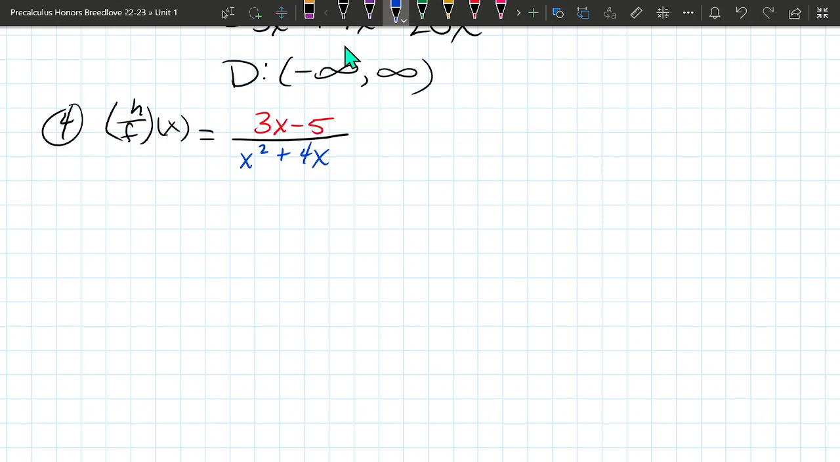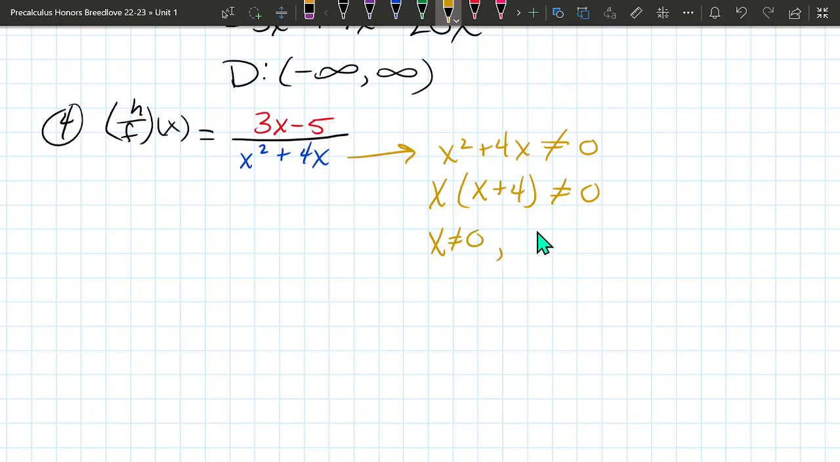Whenever you're dealing with division, it doesn't matter that neither one of them individually have a restriction. We know that the denominator cannot equal 0. So x squared plus 4x cannot equal 0. So we have to find what values would make that true. So we factor out the x, and we have x times x plus 4 cannot equal 0. So that means that x cannot equal 0, and x plus 4 cannot equal 0. x cannot equal 0, and x cannot equal negative 4.